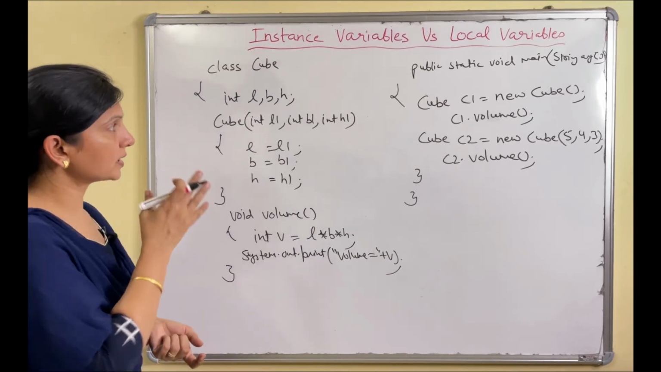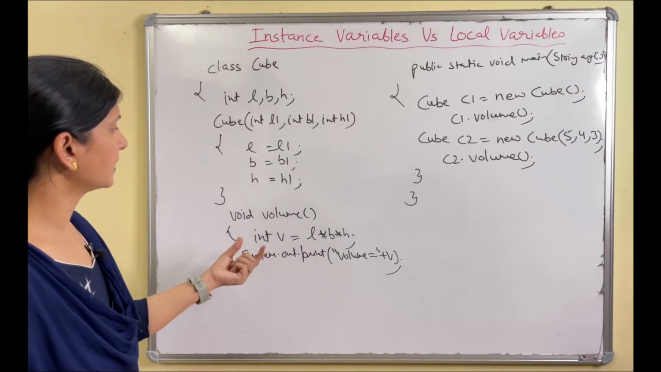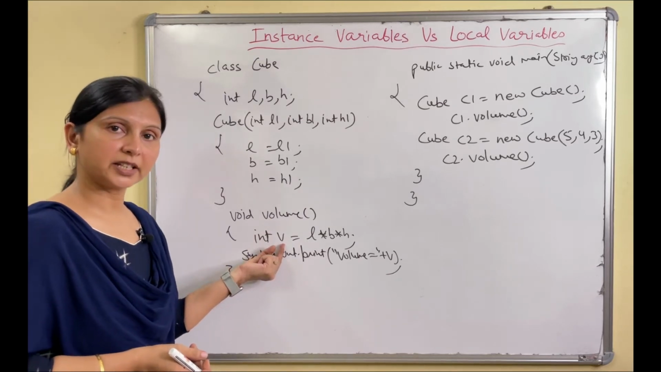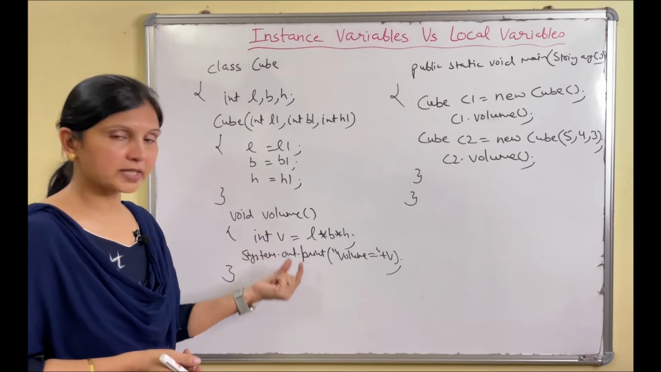Now let's see what are the local variables here. So can you see any local variable? See, in void volume, what I did, I declared a variable v inside the method. So can I use this v outside the method?